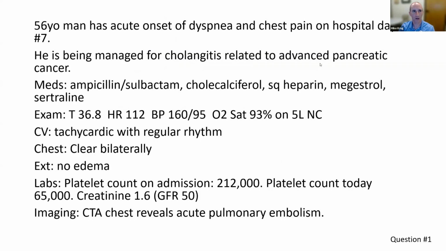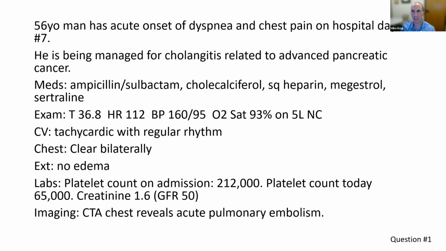And as Ananth noted, please type anything that you like in the Q&A, and I'd be happy to respond in real time. So first case, 56-year-old man who is in the hospital has acute onset of dyspnea and chest pain on hospital day number 7. He's being managed for cholangitis related to advanced pancreatic cancer. He's on ampicillin sulbactam, cholecalciferol, subcutaneous heparin, Megace, and sertraline.